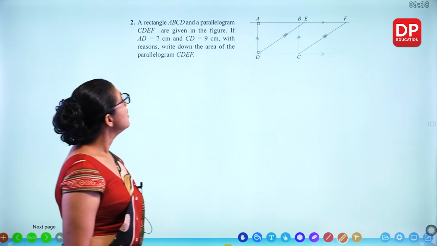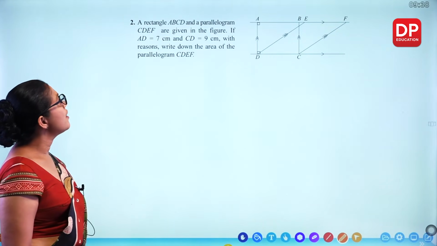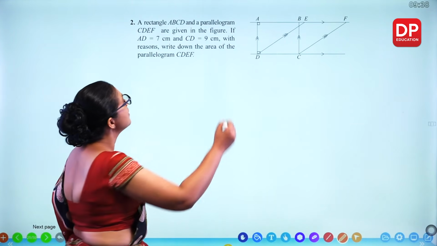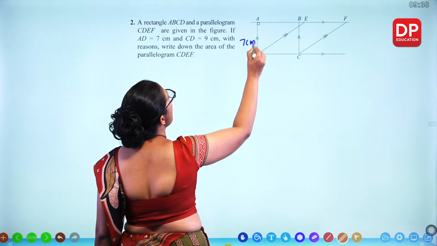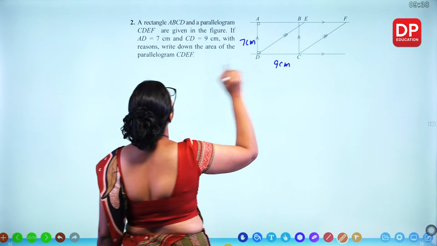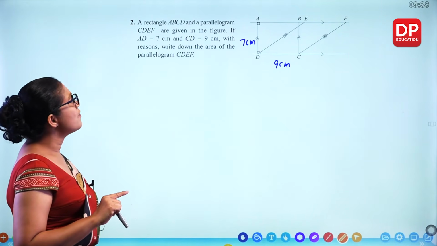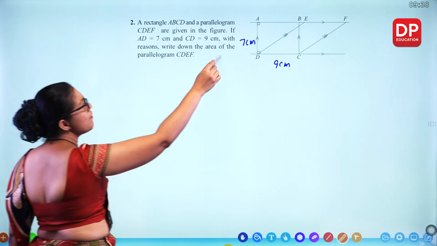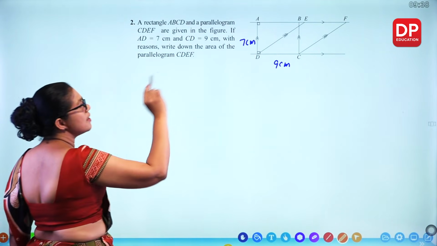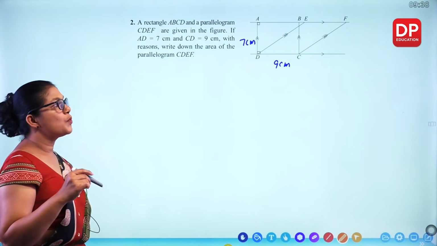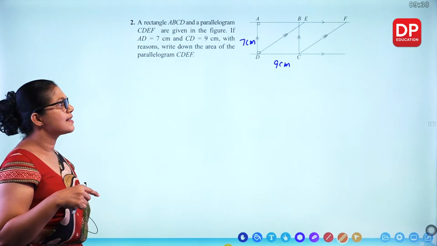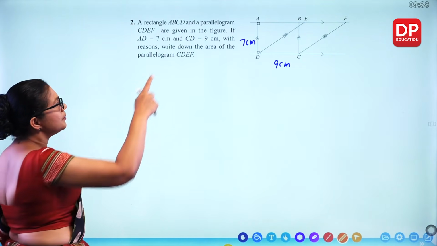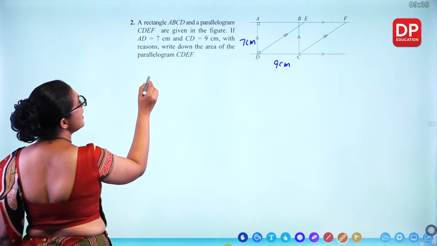Question number 2. A rectangle ABCD and parallelogram CDEF are given in the figure. If AD is 7 and CD is 9, with reasons, write down the area of parallelogram CDEF. Now here you have given two parallelograms on the same base and in between same pair of parallel lines. What can you say about the areas? Areas are equal.